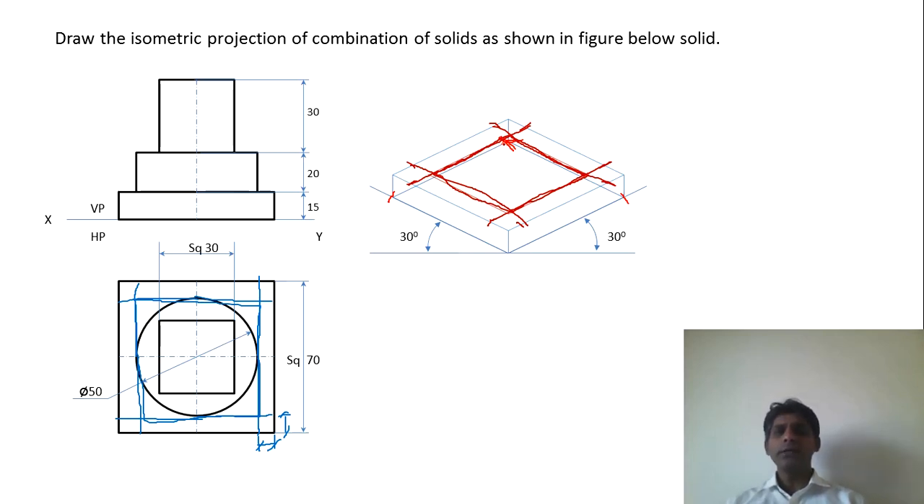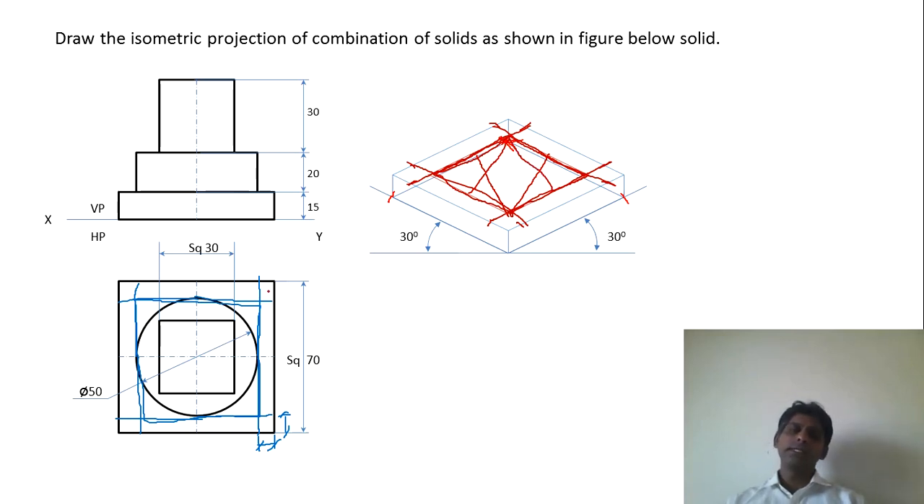To draw the cylinder, you take the midpoint of this particular line and join it to this corner here, and this midpoint you join to this corner, and the midpoint of this line you join here, and the midpoint of this line also you can join here.